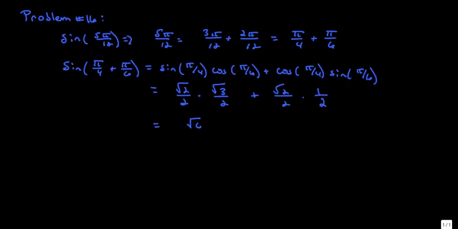So this will give me square root of 6 over 4. This will give me square root of 2 over 4. So this is square root of 6 plus square root of 2 over 4.